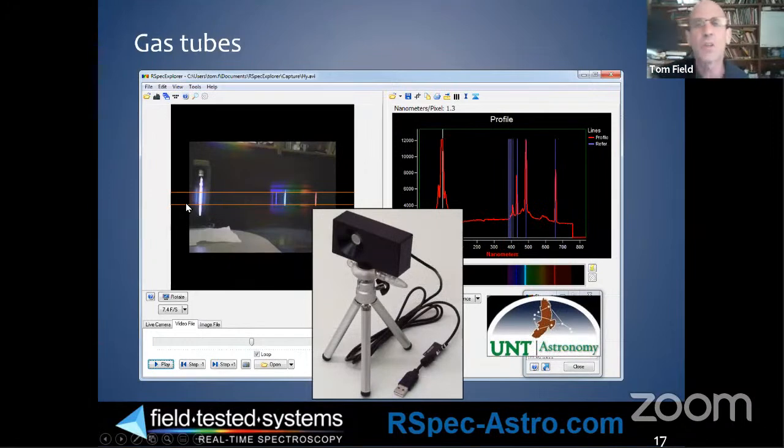This is a little spectrometer that works with our software that physics and chemistry and, as I mentioned, astronomy teachers use to teach those topics. And we have a lot of those around the world in a lot of different schools.